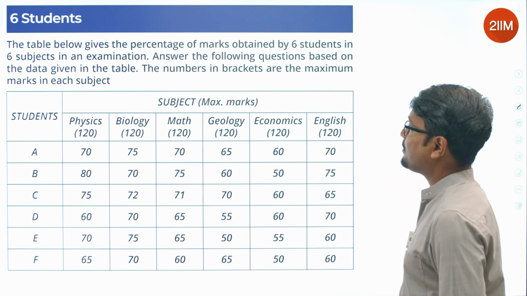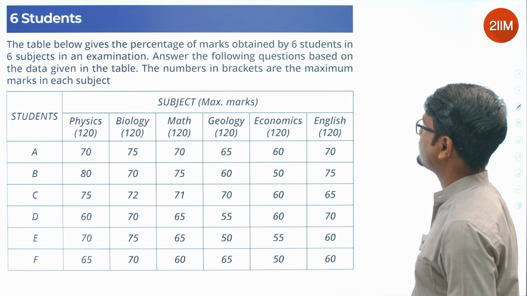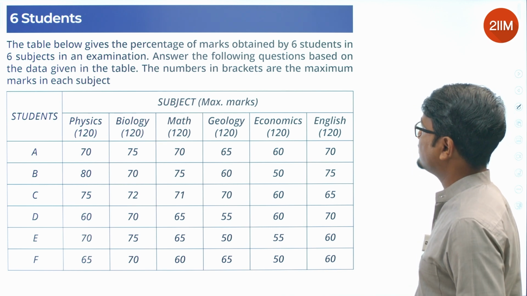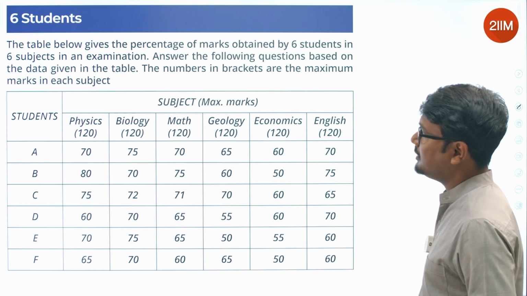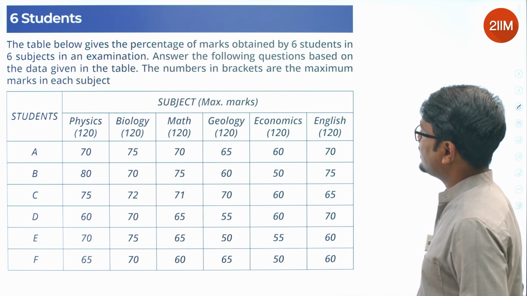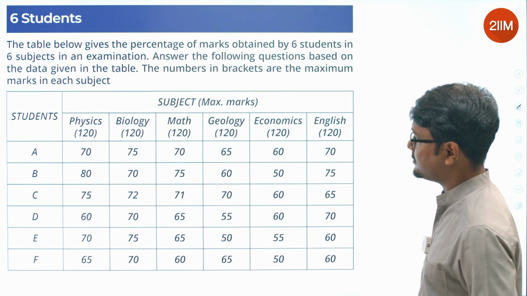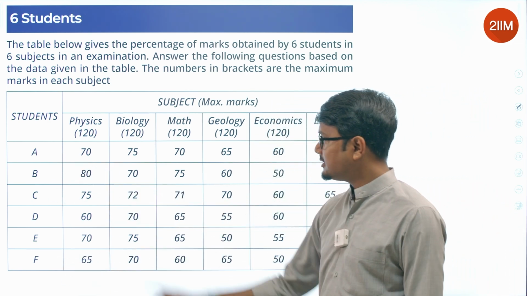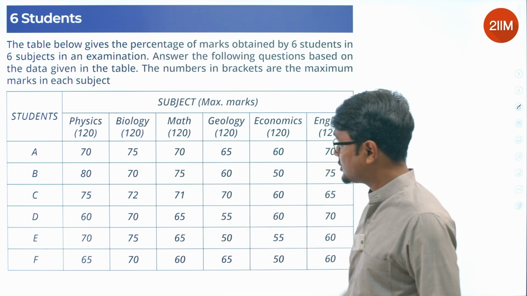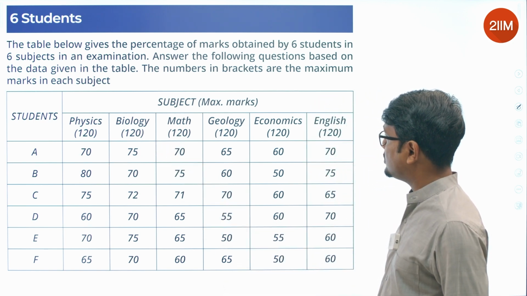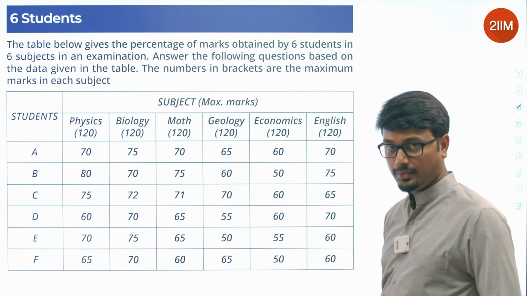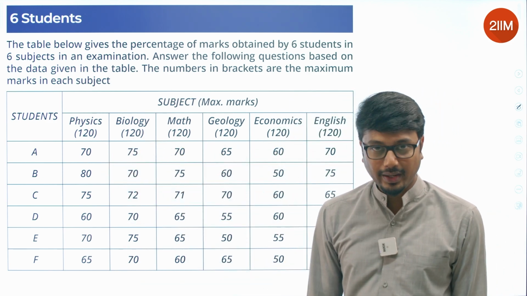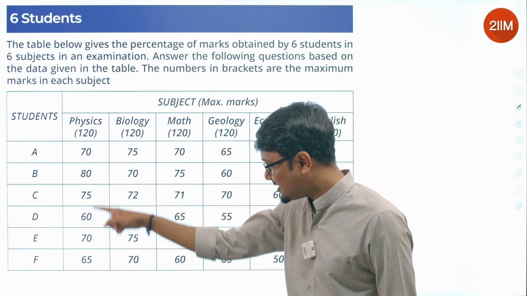The table below gives the percentages of marks obtained by 6 students in 6 subjects in an examination. Answer the following questions based on the data given in the table. The numbers in the brackets are the maximum marks in each subject. So 6 people are there, A to F, and six subjects: physics, bio, math, geology, economics, and English. Each subject has a maximum mark of 120, and these are all the percentages.